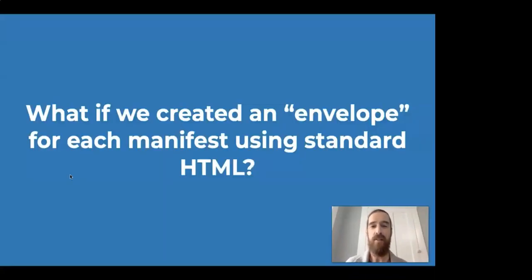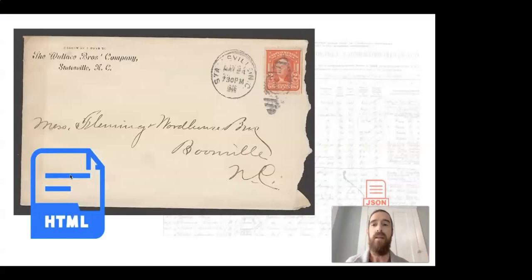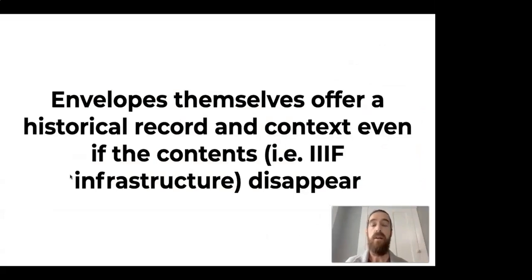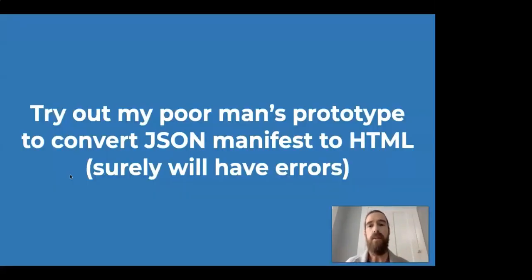So what if we created an envelope for each manifest using standard HTML? So many benefits, right? So the HTML envelope wraps or encapsulates, or whatever word you want to use, the JSON manifest. There are some other potential benefits of creating envelopes. We could get into more academic discussions about that. But overall, what I want to do is show what I've created.